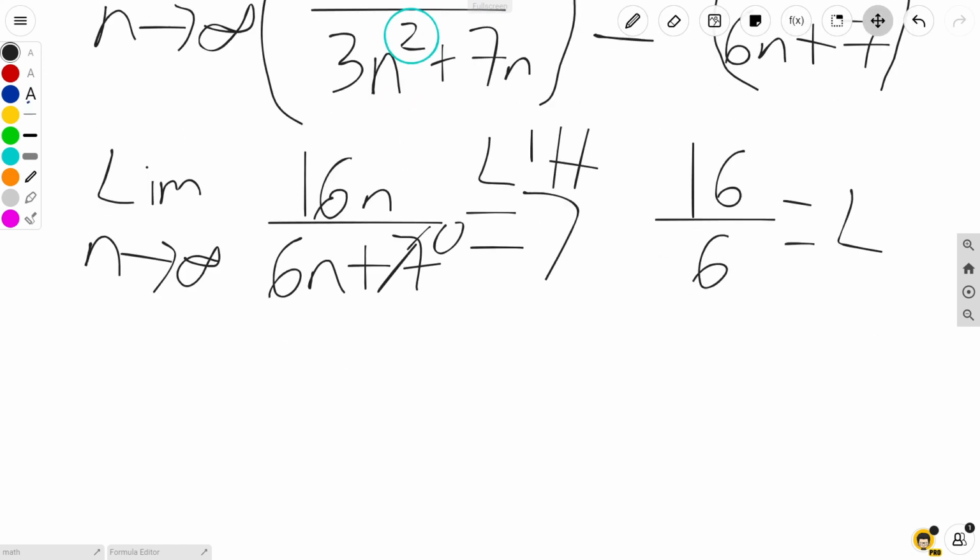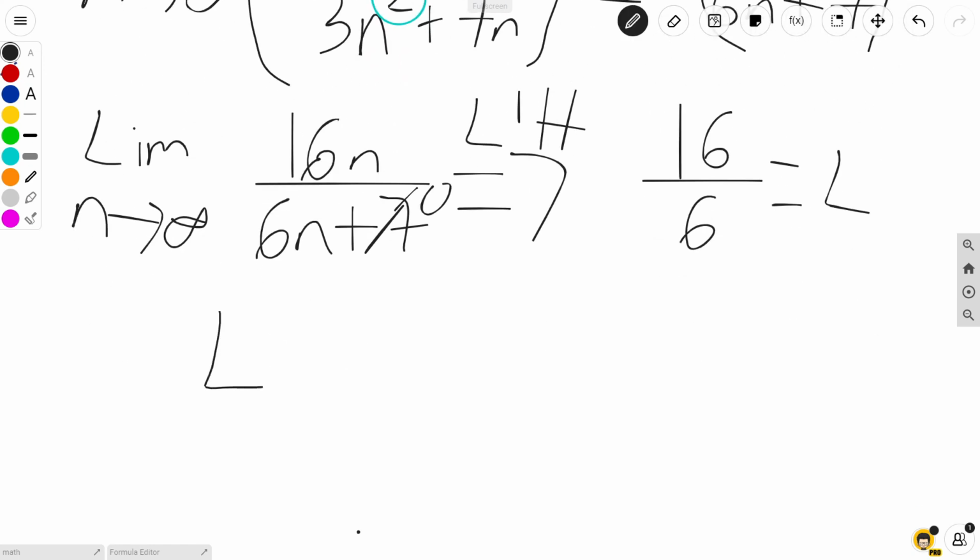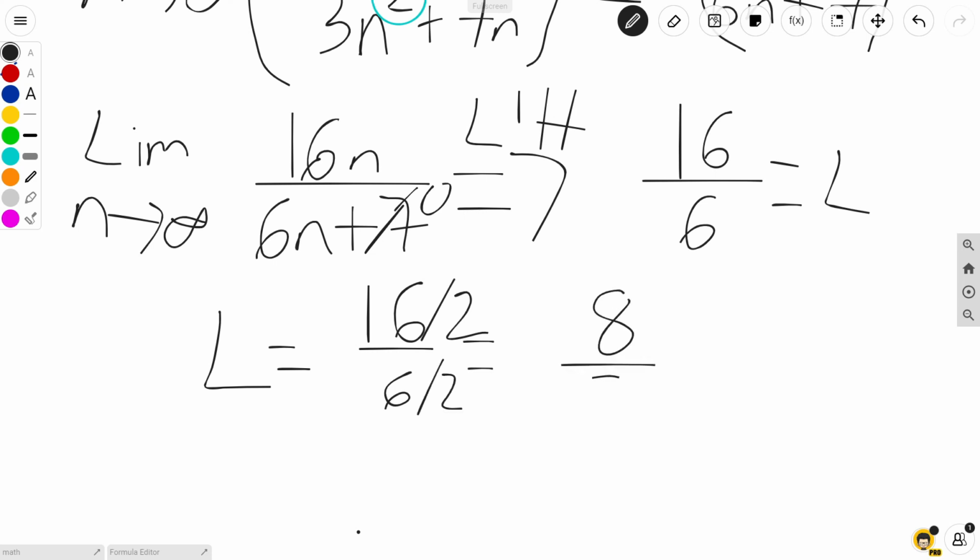So right here we've identified L is equal to 16 over 6, and we can reduce this by dividing both terms by 2, and we get L is equal to 8 over 3. And that's our L value. So I'm going to go ahead and put the yellow rectangle around it so that way we know that it's our L.